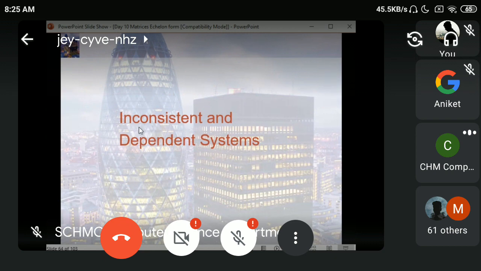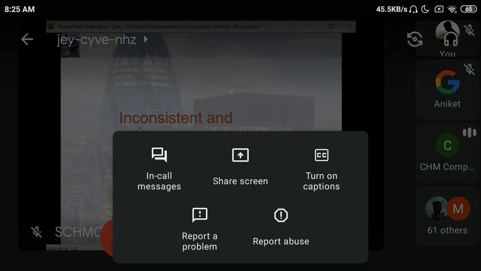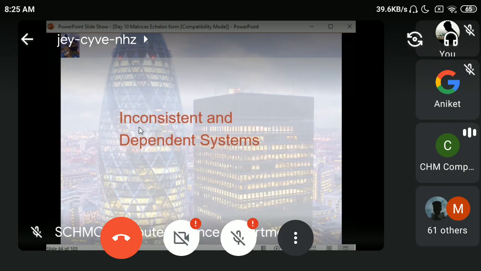So we are proceeding with inconsistent and dependent systems. We have seen earlier what we mean by consistent and inconsistent. Just answer in the chat panel: if I have a unique solution for a system of linear equations, whether it is consistent or inconsistent.